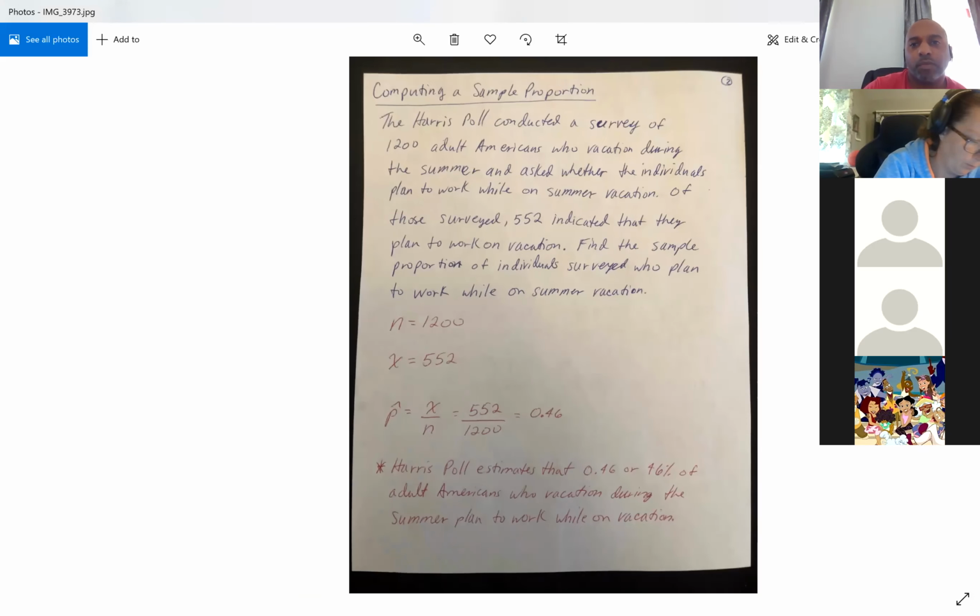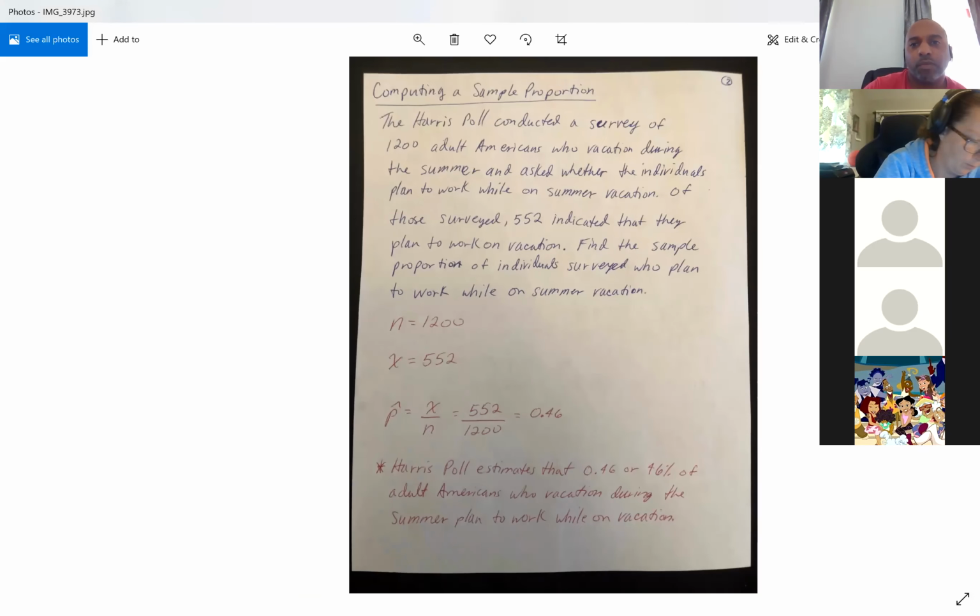All right, so here, computing a sample proportion. The Harris Poll conducted a survey of 1,200 adult Americans who vacation during the summer and asked whether the individuals plan to work while on summer vacation. Of those surveyed, 552 indicated that they plan to work on vacation. Find the sample proportion of individuals surveyed who plan to work while on vacation.